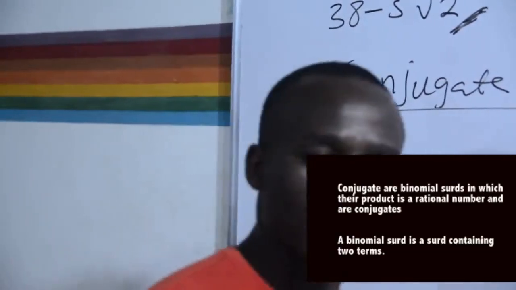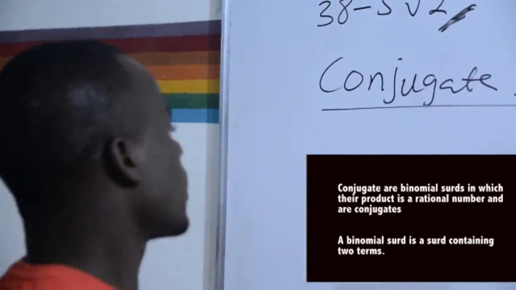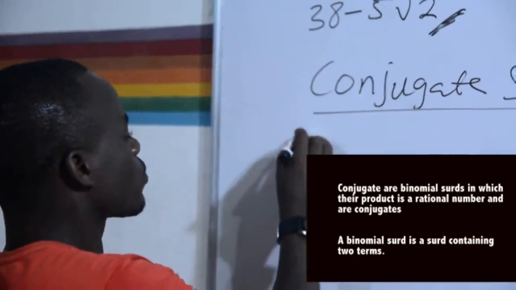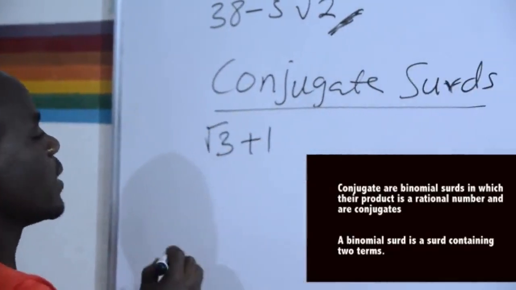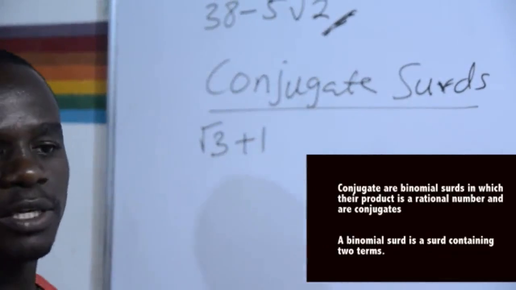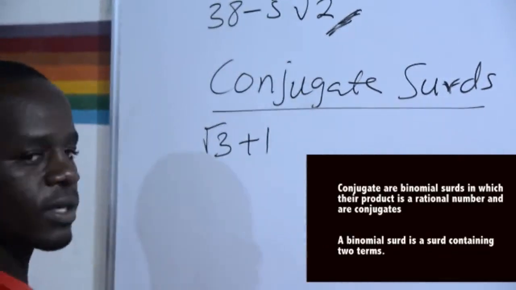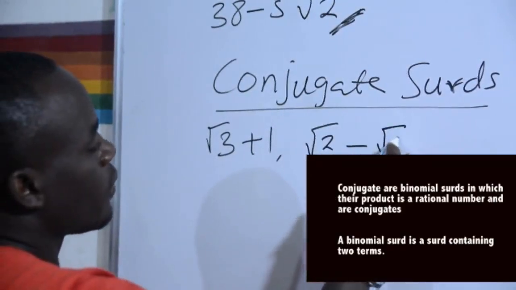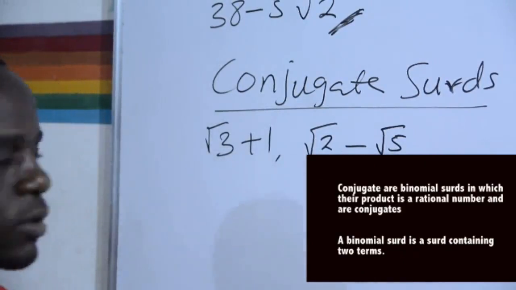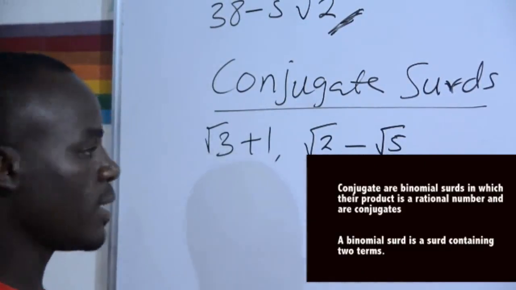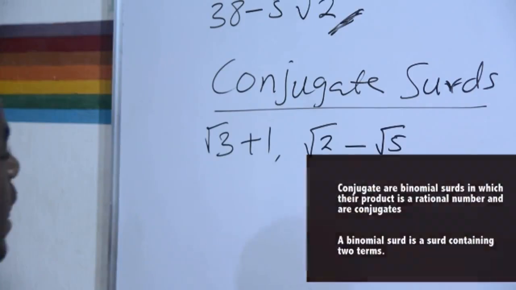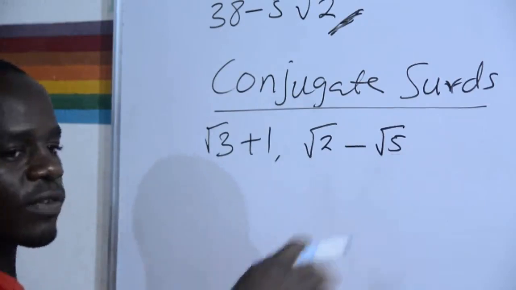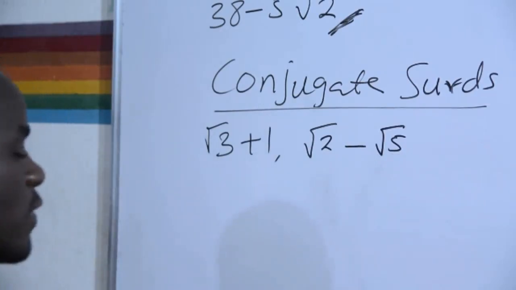But what do you mean by binomial surd? A binomial surd is a surd that has two terms. For example, if I have square root of 3 plus 1, it's a binomial surd. The two terms here are root 3 and 1. If I have square root of 2 minus square root of 5, these are also two terms of this surd, and it's a binomial surd. So by the time you multiply this one by another surd and you have a rational number, then we say they are conjugates of each other.